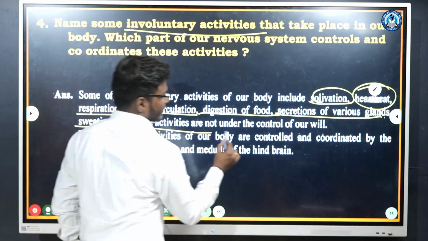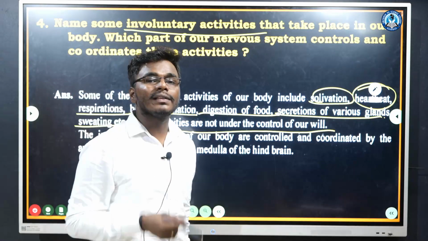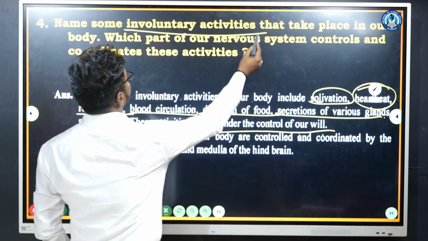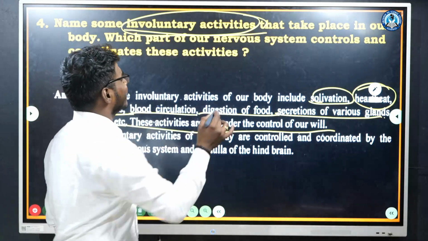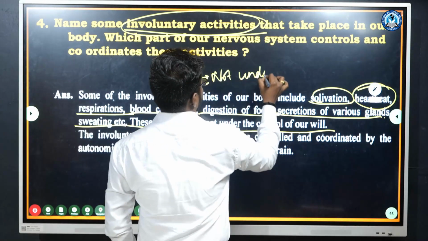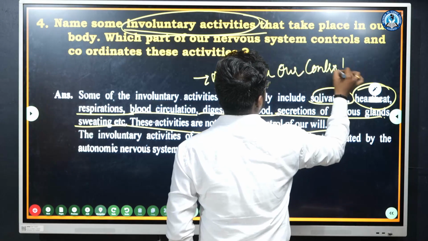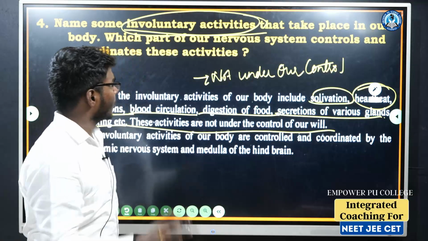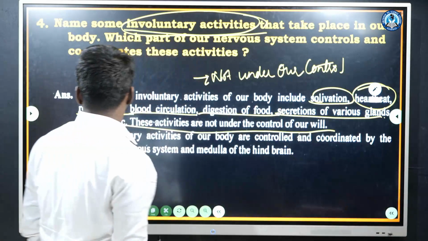So these activities are not under the control of our will. So we cannot control these things. So we are going to keep them under the involuntary activities, not under our control. Let us write, not under our control. Right? So involuntary means those actions which are not under our control.